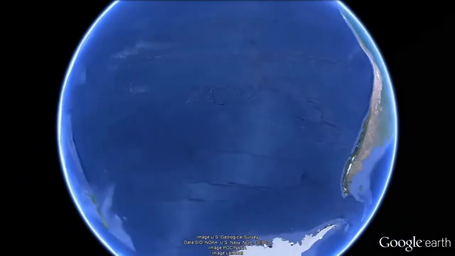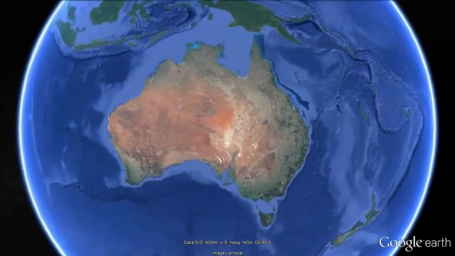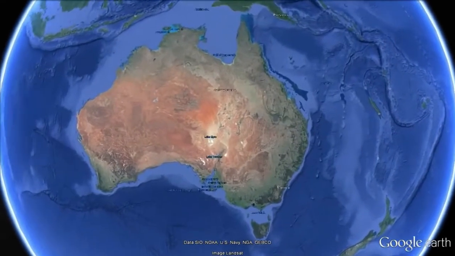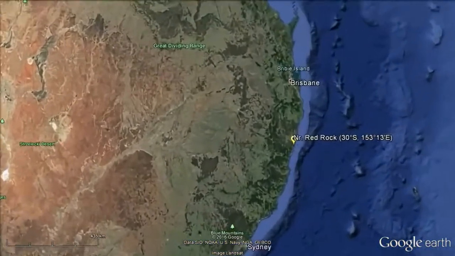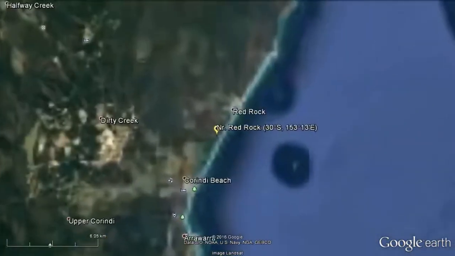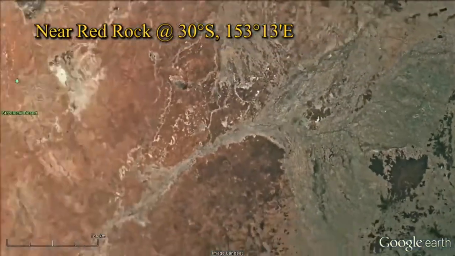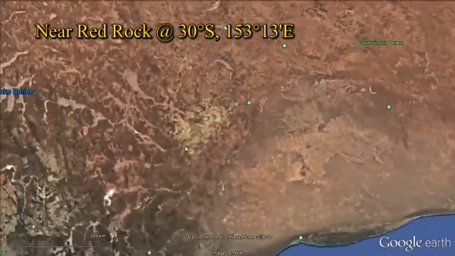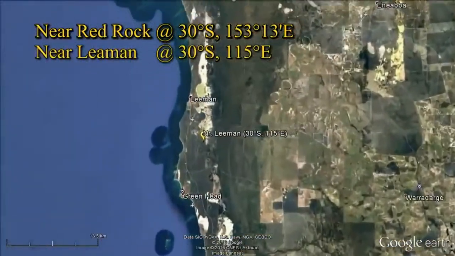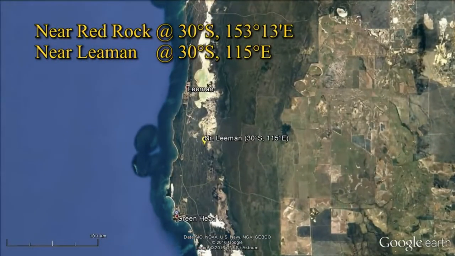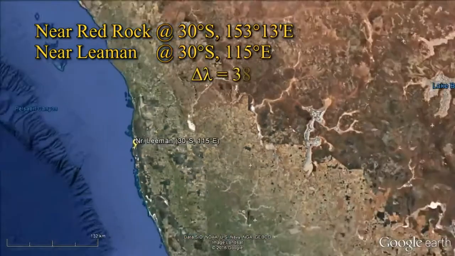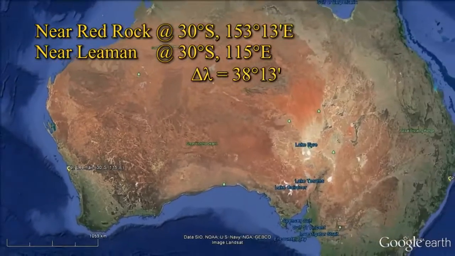Consider, for instance, Australia. 30 degrees south of the equator on the eastern coast is the small town of Red Rock. Let's take this point here, 30 degrees south and 153 degrees 13 minutes east. At the same latitude on the west coast, just 6 kilometers south of the town of Lehman, let's take this point at 30 degrees south, 115 degrees east. The difference in longitude is 38 degrees and 13 minutes.